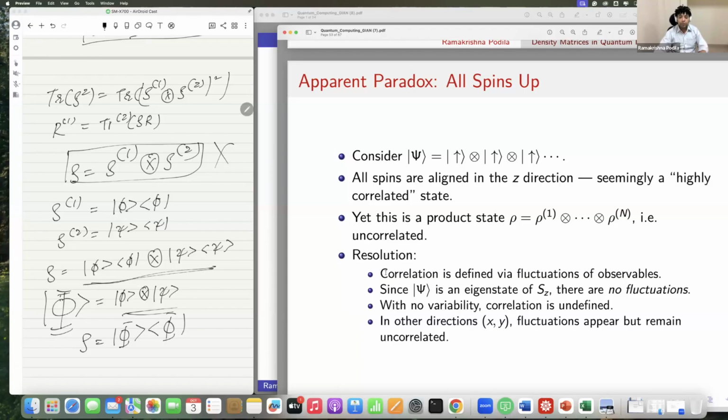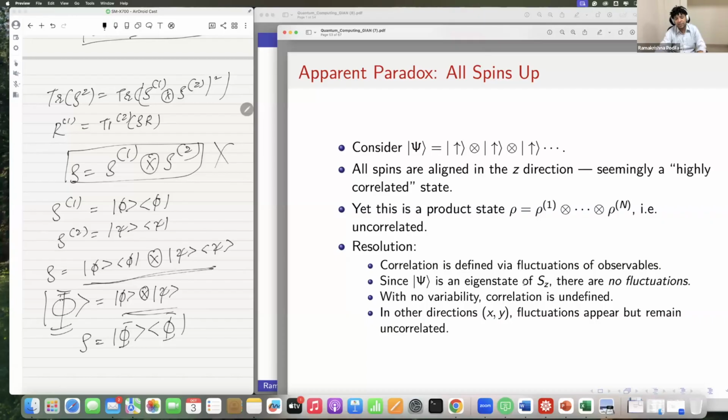So what we do is we define correlation by fluctuations in observables. Let's say we have two particles, we make measurements on them, and we make statistical observations. If those statistical observations are correlated, then that's when we say there are correlated fluctuations, right? Without any variability, fluctuation is undefined. So if you have fluctuations, but they remain uncorrelated, that means you can express them as a product state.